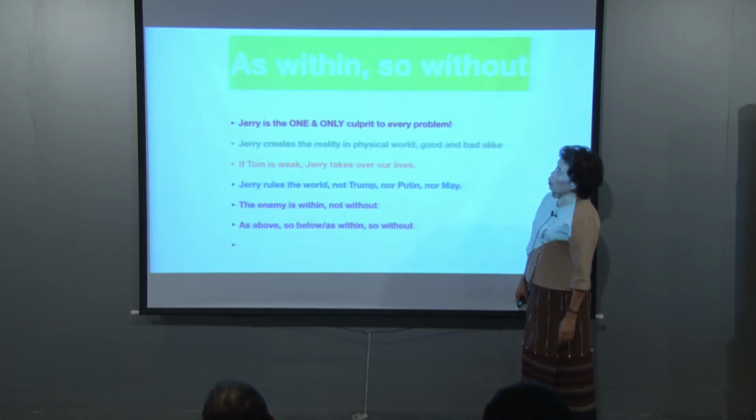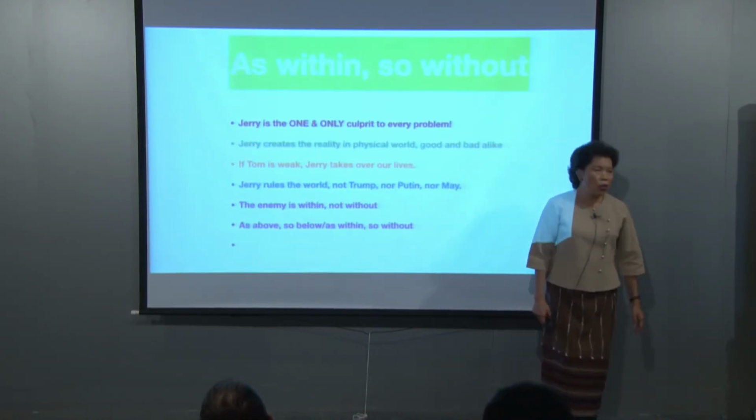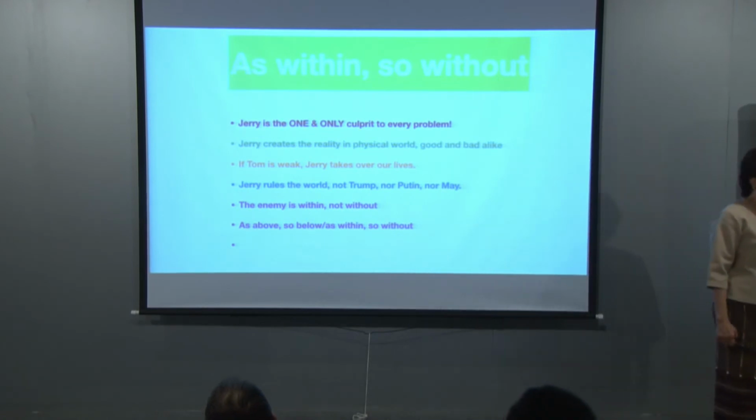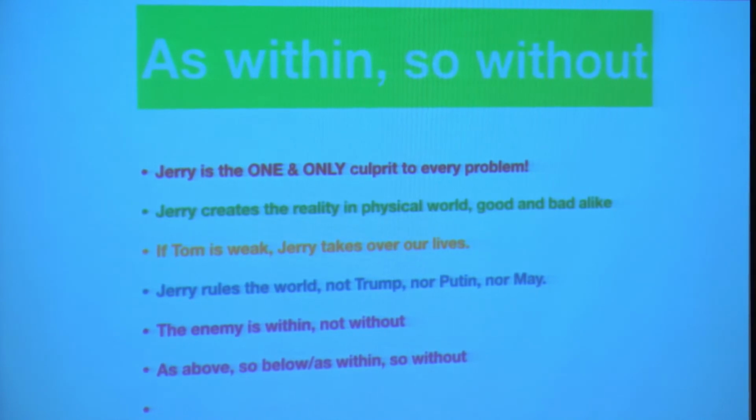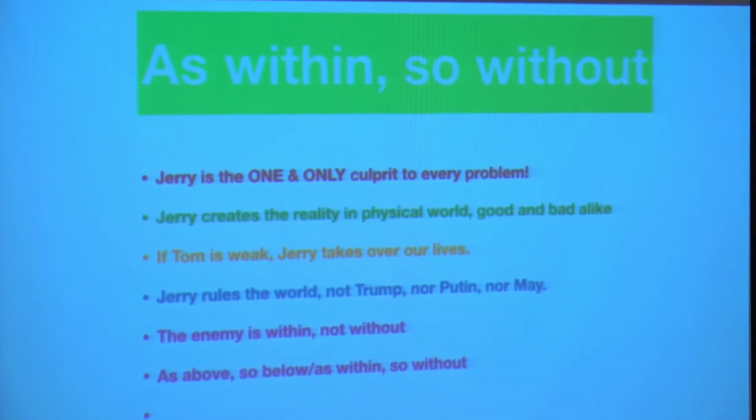So let's have a look. As within, so without. Jerry is the one and only culprit to every problem. Jerry creates the reality in the physical world, good and bad alike. If Tom is weak, Jerry takes over your life. So Jerry ruled the world, not Trump, not Putin, not Theresa May. And the enemy is within, not without. So as above, so below. As within, so without.